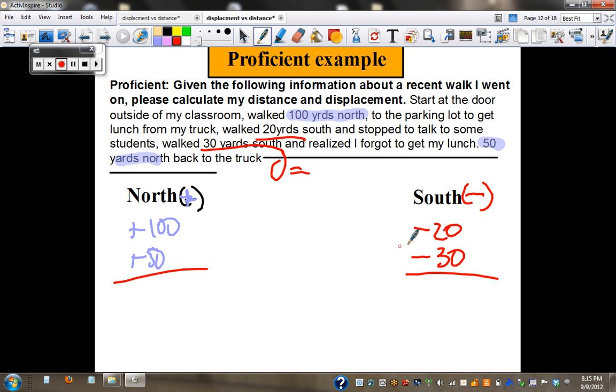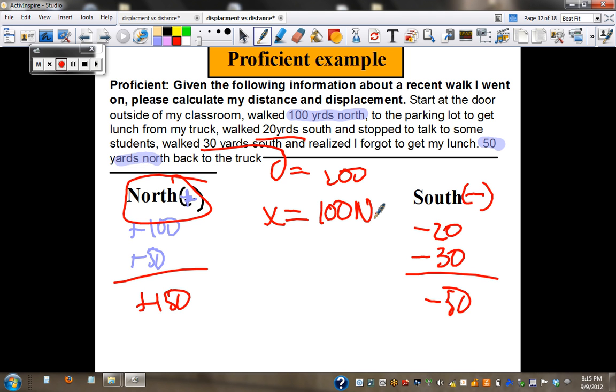The distance is just to add them up. 100 plus 50 plus 20 plus 30 is 200. But the displacement is the difference between the two. Positive 150, negative 50. The difference is 100. And since it's 100 positive, it's 100 north. That's why the positive and negative doesn't matter, because you just end up giving it the corresponding direction that matches whatever you chose. It's not 100 positive, it's 100 north. Even more specific, 100 yards north.